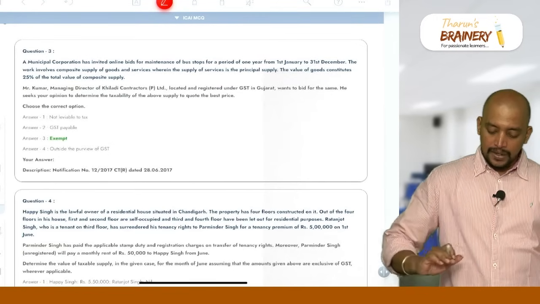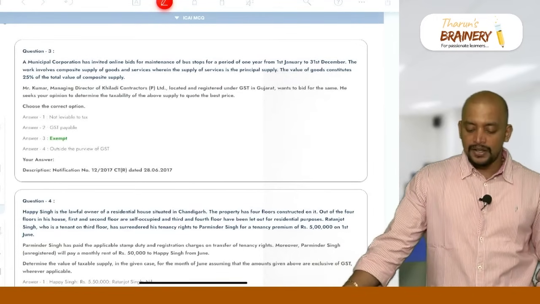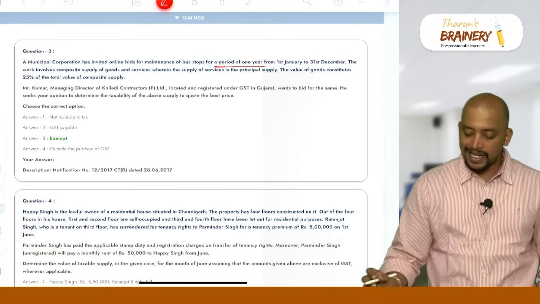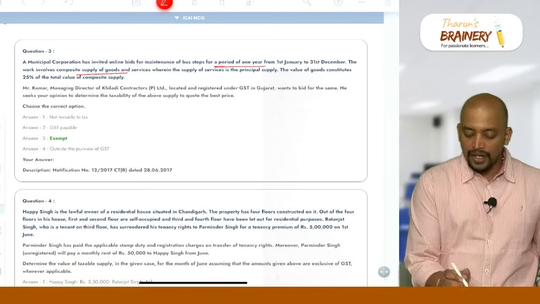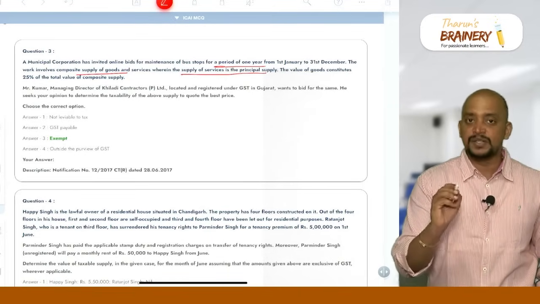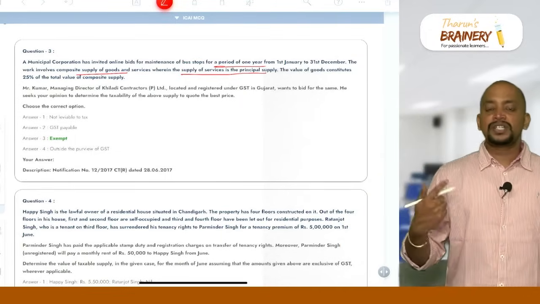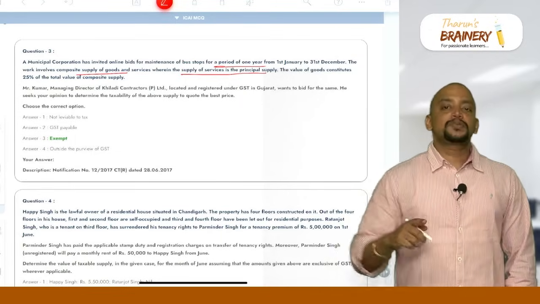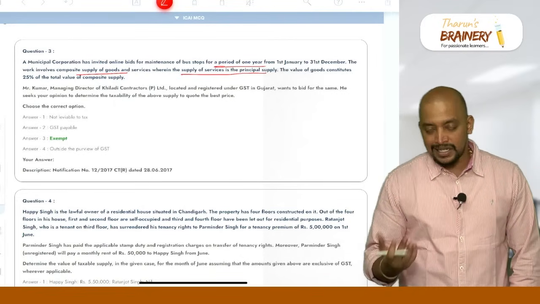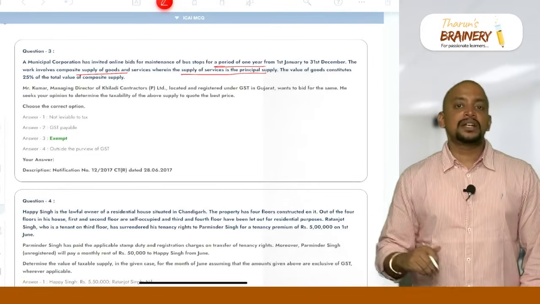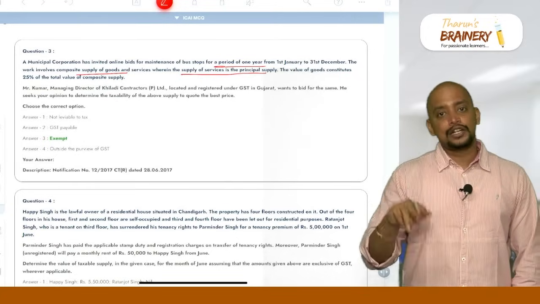Then next one, question number 3. A municipal corporation has invited online bids for maintenance of bus stops for a period of 1 year from 1st January to 31st December. The work involves composite supply of goods and service, wherein the supply of service is the principal supply. So, we have an exemption. Any services provided to government which the government is required to do as per 243G or 243W of the Constitution in relation to the public functions, then if it is a pure service, it is exempted. If it is a composite supply of goods and services where the value of goods does not exceed 25% of the total, then also it will be exempted.